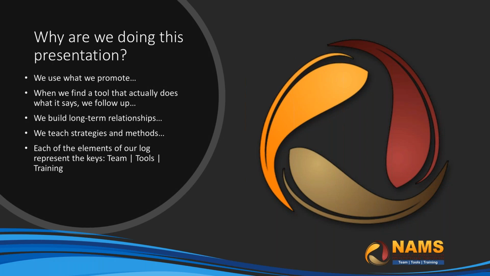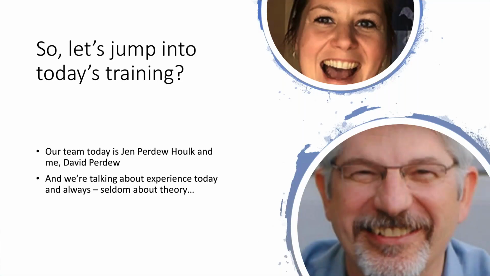And we build long-term relationships, and you're going to see at the end of this how we built a good relationship with Fletcher Prescott, who is the PostBlazer originator, and what that has done for us. And we're going to encourage you to do the same thing. We teach strategies and methods, and each of the elements of our logo here represents team, tools, and training. So today we're going to be talking about team, tools, and training. It's very appropriate for this whole thing, because when you're building Facebook audiences organically, which is what we're talking about mostly, you're going to do that with partnerships.